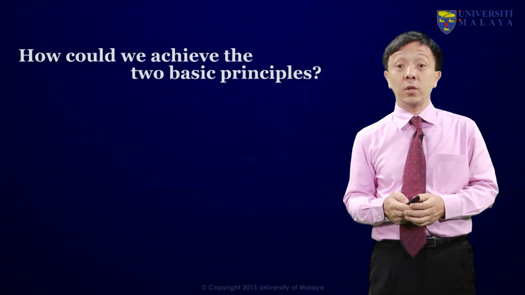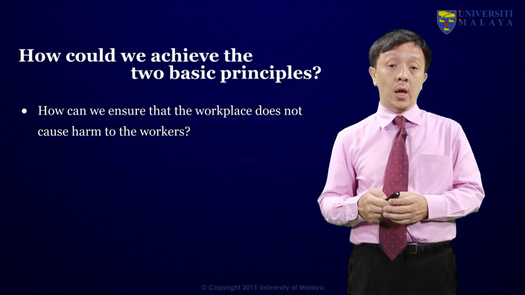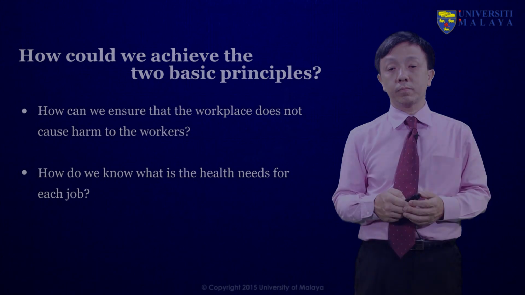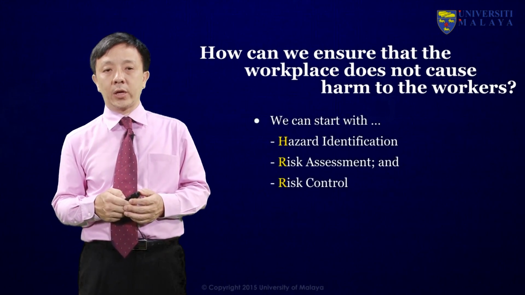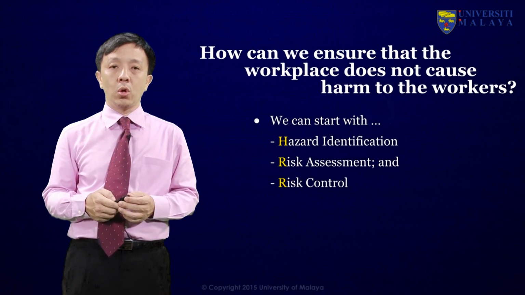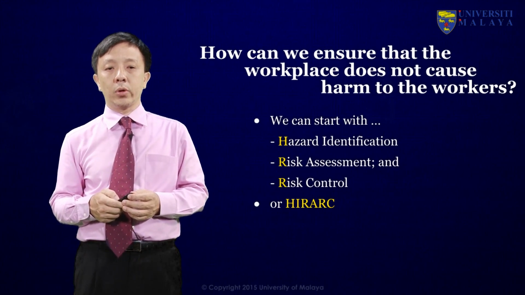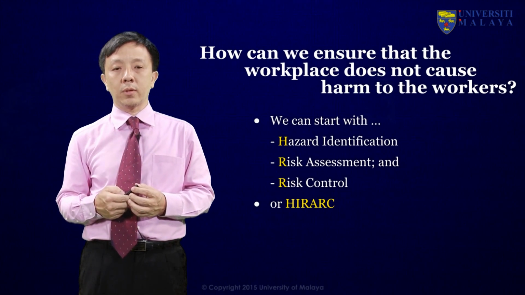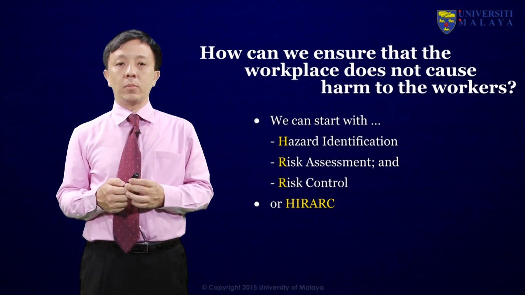But how could we achieve the two basic principles? How can we ensure that the workplace does not harm the workers, and how do we know what are the health needs of each job? We can start with hazard identification, risk assessment, and risk control, or the acronym HIRARC. HIRARC is the most important part of any workplace. Before you start your job, you need to do a HIRARC so that the job is healthy.